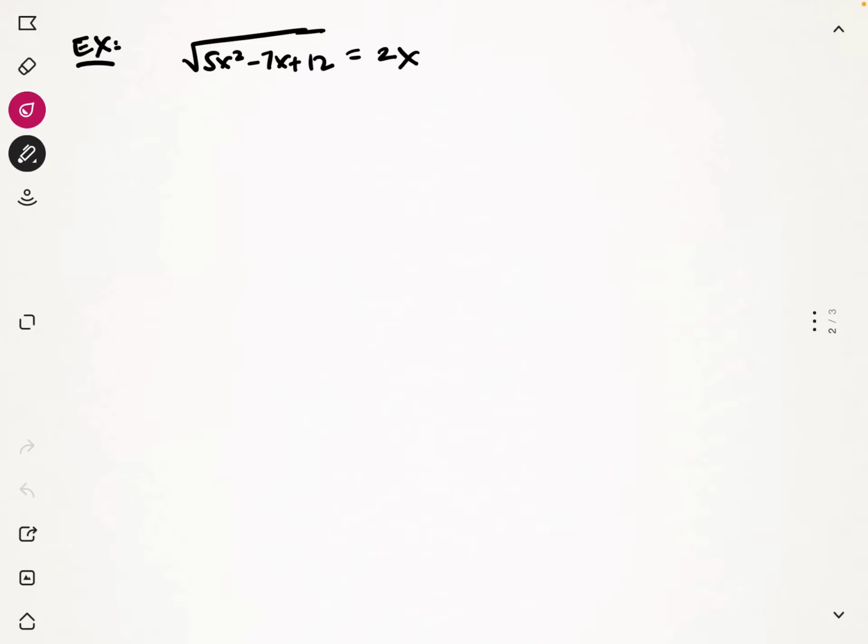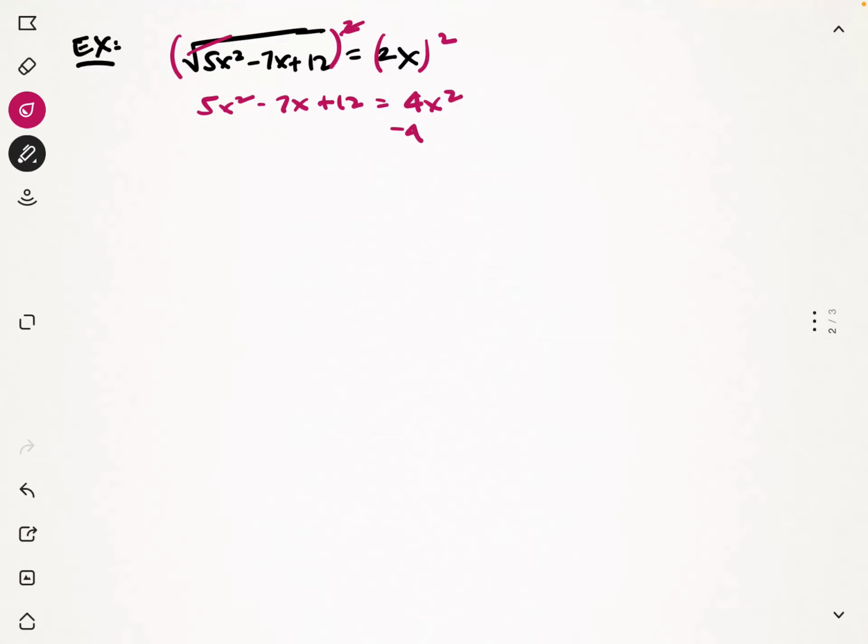Okay, on to the next example. Again, we're working on the side with the radical. We're going to square both sides. Make sure you put parentheses around this because we need to square everything on the right hand side. So on the left side, our square and our square root cancel. We have 5x squared minus 7x plus 12 is equal to 4x squared, right? Because we square the 2, which is 4, and then we square the x. That's how we get our x squared.